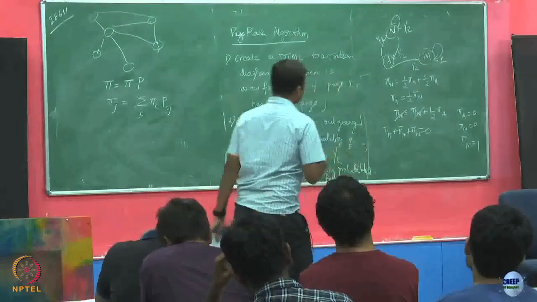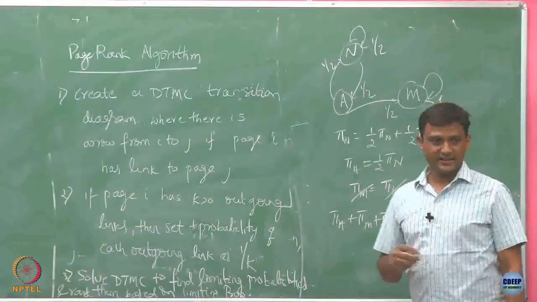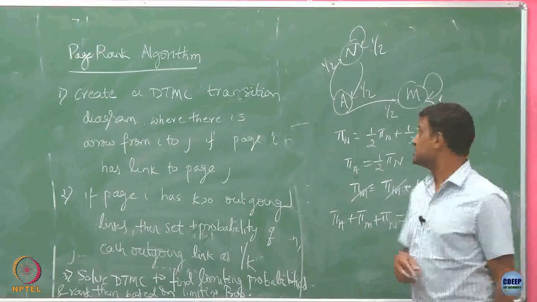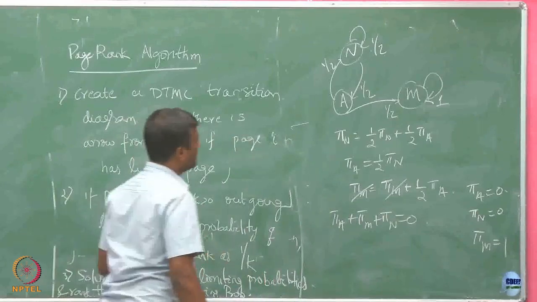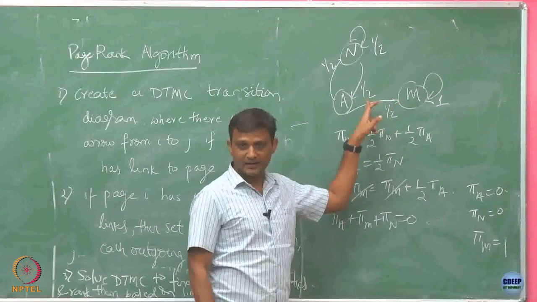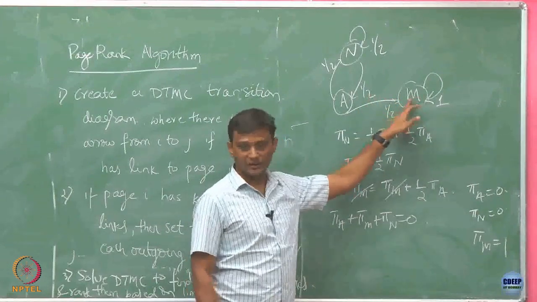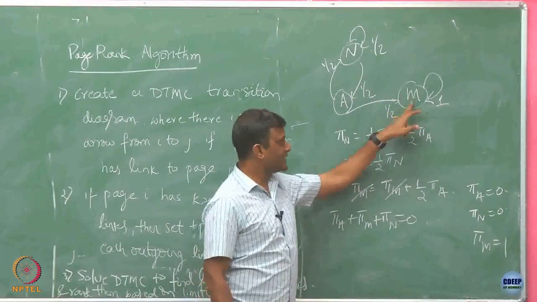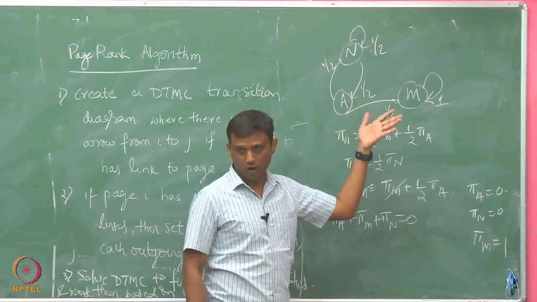So one possible thing is, when you have things like this, you try to redistribute the weights. Right now this one is not referring to anybody, right? When you get trapped here, you forcefully try to come out of this. How are you going to come out of this? You deliberately add an outgoing link to this and assign some probability to it.